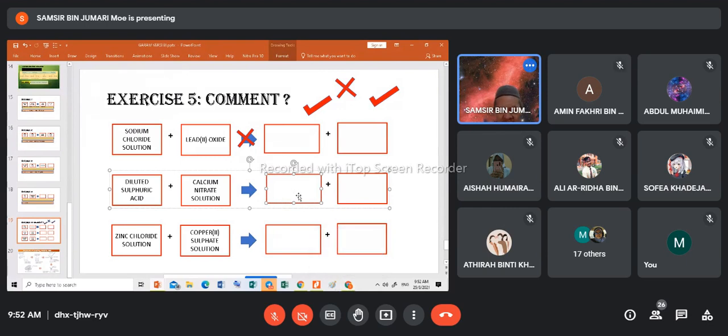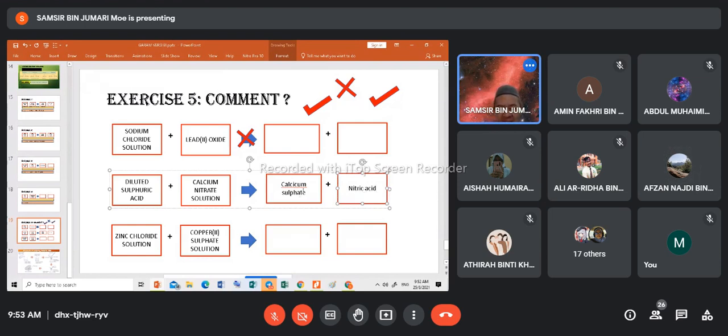Okey, Afzan, ada bentuk tak garam yang tak larut? Saya tak tahu boleh ke tak, tapi kalau dia bergabung pun akan jadi kalsium sulfate. Okey, kalsium sulfate. Lepas tu acid, calcium sulfate and nitric acid. Okay.